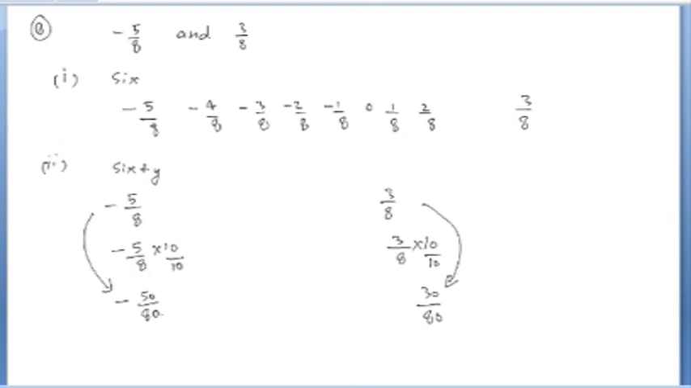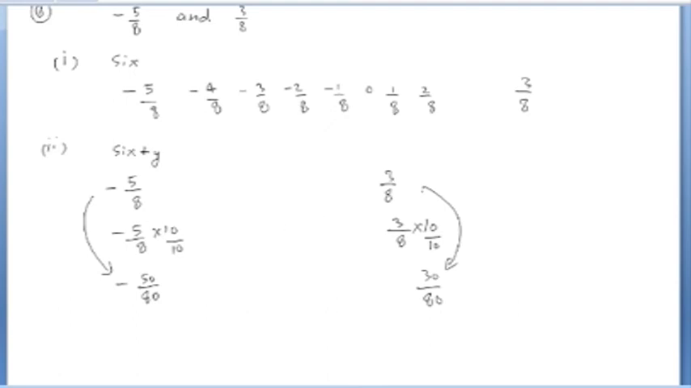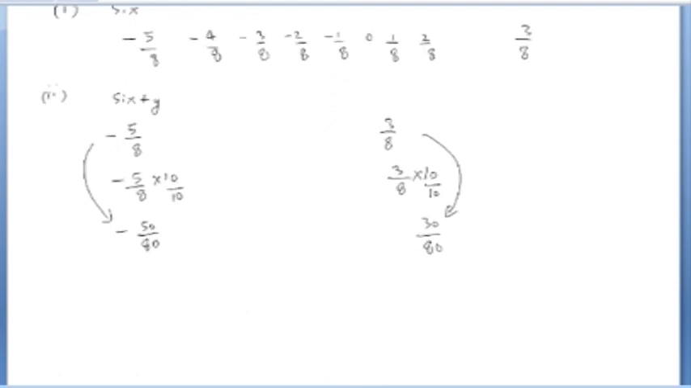If we cancel the 0, then this will become minus 5 by 8 and this will become 3 by 8. So now we can easily find the rational numbers between these two numbers. Like this is our rational number, another will be minus 49 by 80, minus 48 by 80, minus 47 by 80, minus 46 by 80. In this way, we can find the 60 rational numbers between this and 30 by 80.